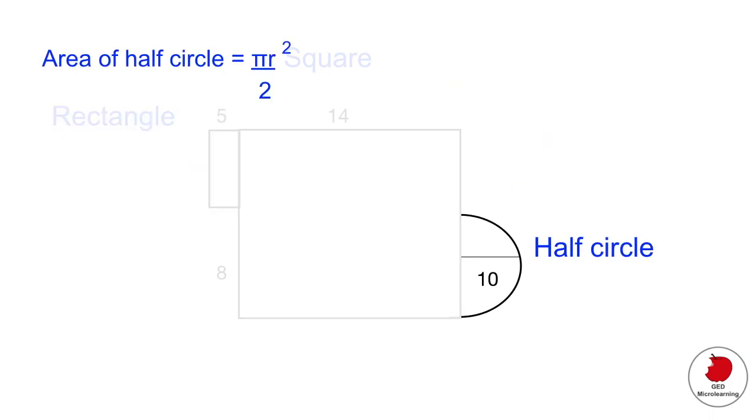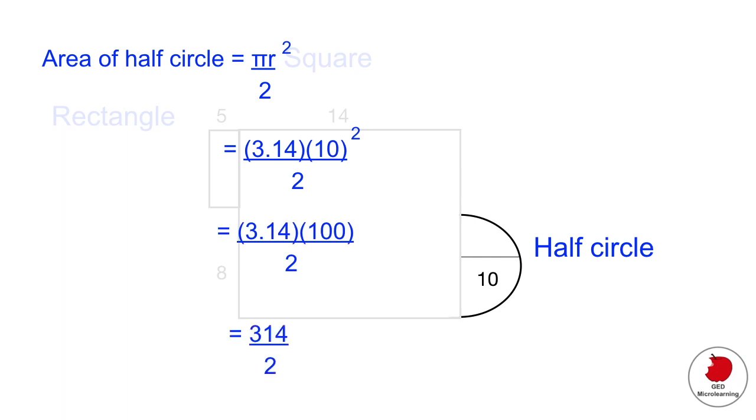All right, and the final part that you have to do is find out the area of that half circle on the right. And what you're going to use is this equation. Okay, so remember that that little symbol that you see there that looks like a table is called pi, and the value of pi is 3.14. Okay, so you're going to put 3.14 multiplied by the radius, which there in the image they tell us is 10, squared, and then divided by 2.